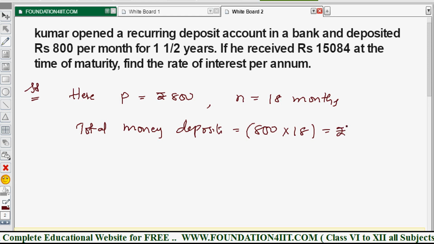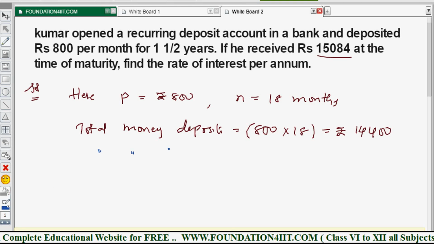Then that is the amount. If you multiply, you'll get 14,400. This amount is the total deposited, and the total money received is the maturity value. So 15,084 is the total money received, and that is also given.